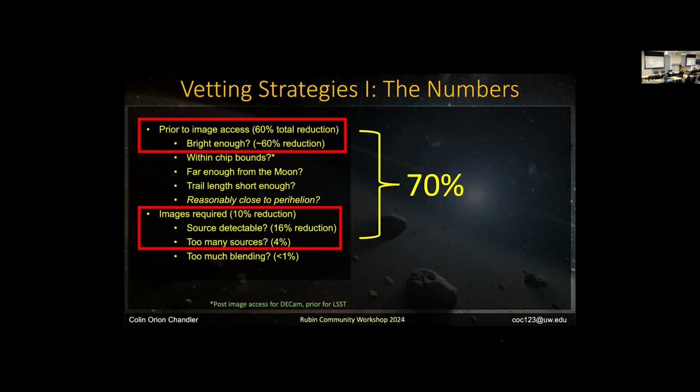And on the bottom we have requiring image data to already be accessed. One of the obvious questions is, is there a source in the middle of the frame? If there's not, we throw it away. There are a bunch of other ones that aren't even listed here. Those add up to another 10% reduction, which is substantial. We don't need to show junk to folks. So that's a 70% reduction, which is great, but we just showed those other numbers.